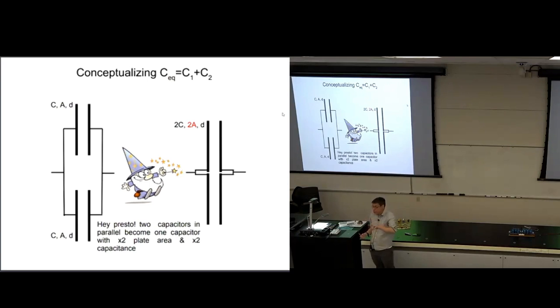This little cartoon shows you how you get a larger capacitance with two parallel plate capacitors pushed together from a parallel arrangement.